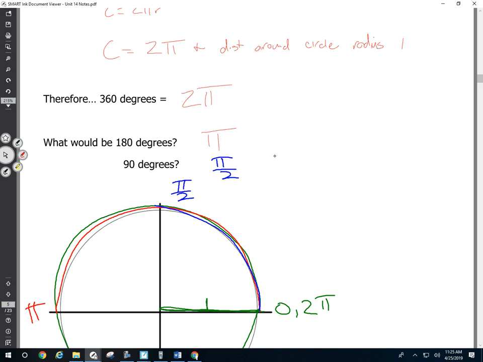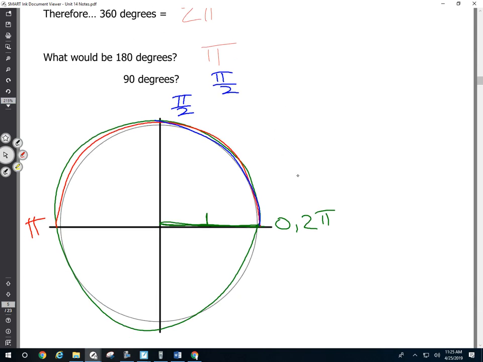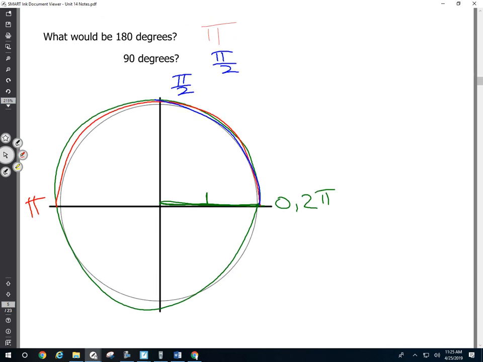Great. Well, what would be 270? Right, I could add another pi over 2 to pi. You could consider pi as 2 pi over 2. If I add another pi over 2, all of a sudden I got 3 pi over 2. Pi over 2, that's 90, plus another pi over 2, I get 2 pi over 2, plus another pi over 2, I get 3 pi over 2. So that would be the distance to the 270.